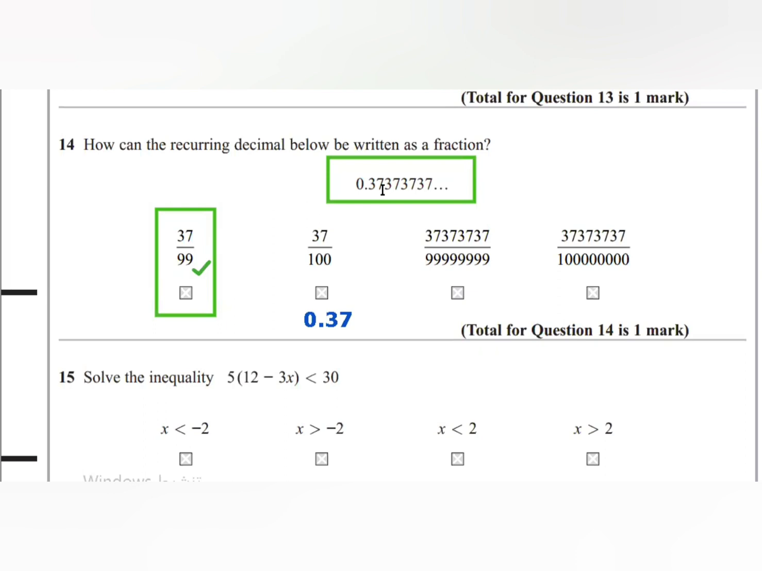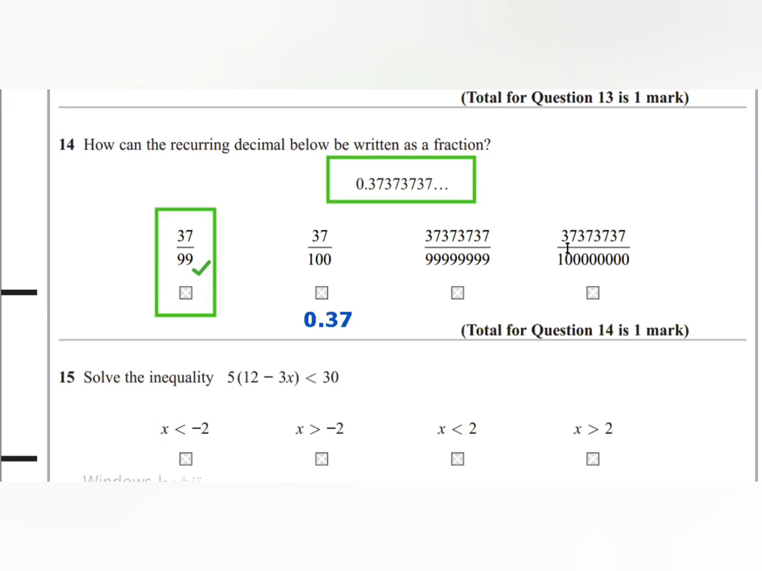This one is not the same as this one. Now let's divide this. We have 37 divide 1 2 3 1 2 3 1 2, and I got 0.37373737 and 3. Now this one looks like it's the correct answer, but it's not. This is the correct answer.